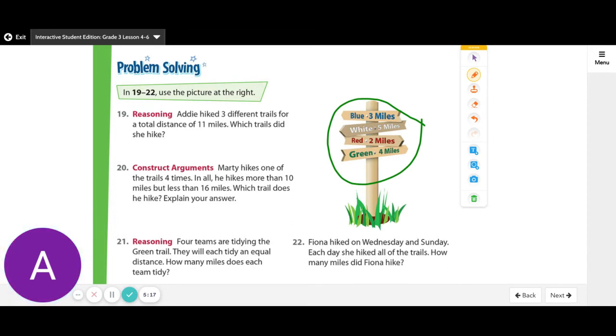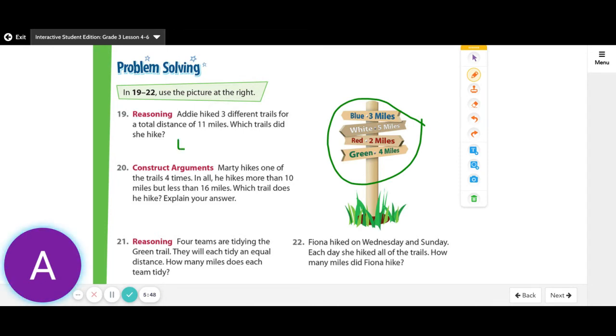So I want to think about what blue is 3 miles, white is 5 miles, red is 2 miles, and green is 4 miles. So let's try with blue plus white. Blue plus white would give us 3 plus 5. 3 plus 5 is 8. I want to get to 11, so I think 8, 9, 10, 11. I need 3 more miles. But there's no other trail that's 3 miles, so we can't do 3 plus 5 because she's hiking 3 different trails.